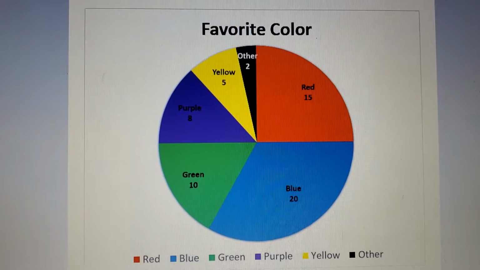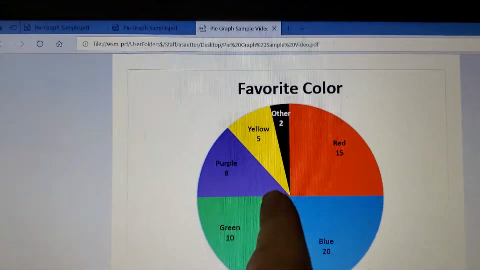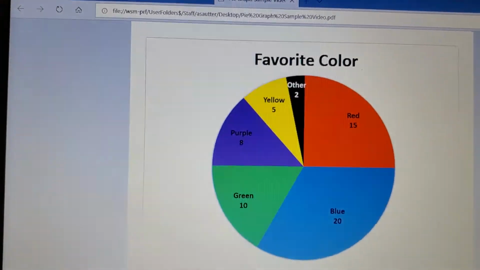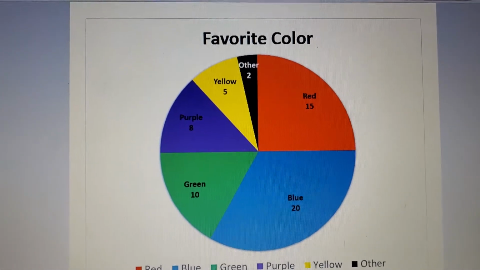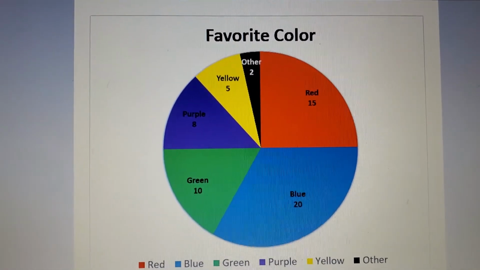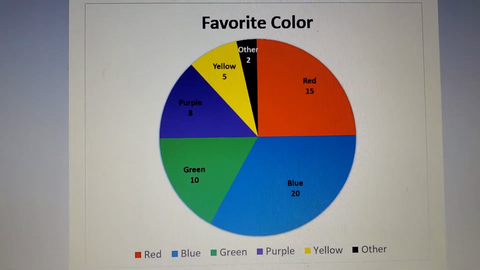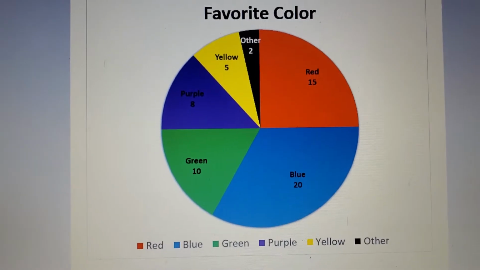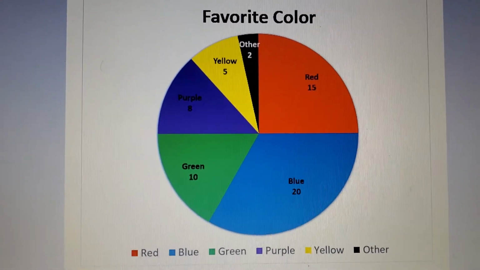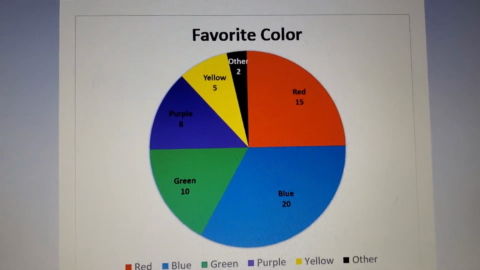I know it's 60 because of all of the people who answered. I add that up and I come up with 60. And 60 represents 100% or all of the possible choices. 60 people answered this.